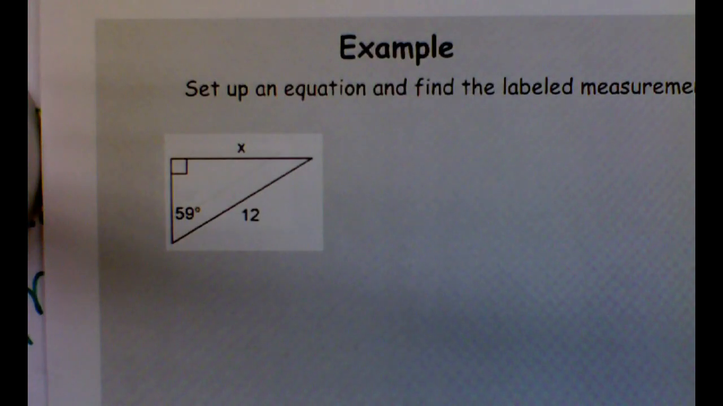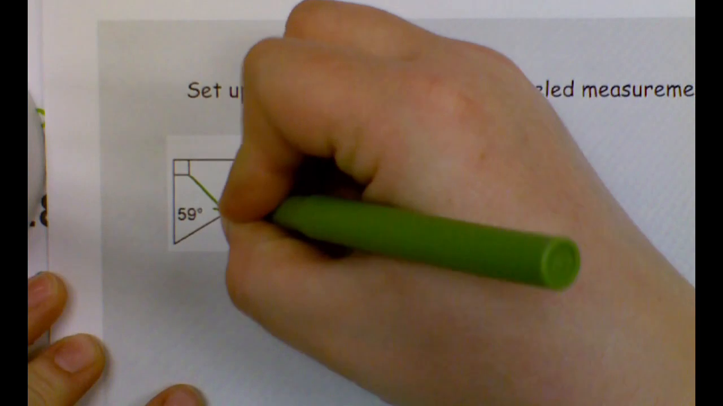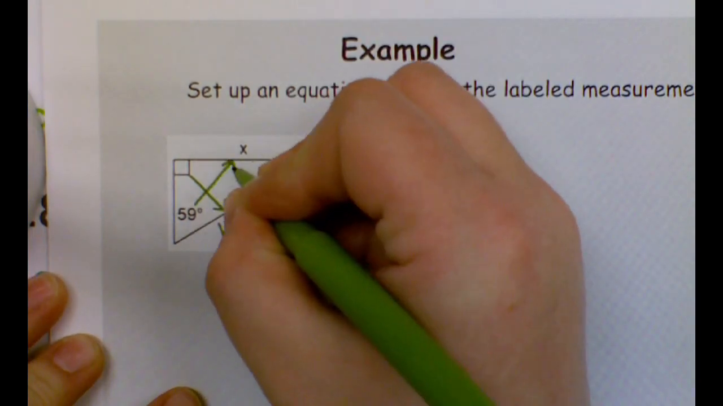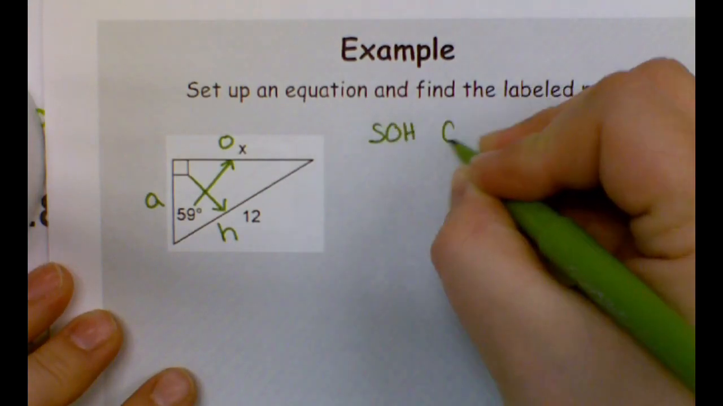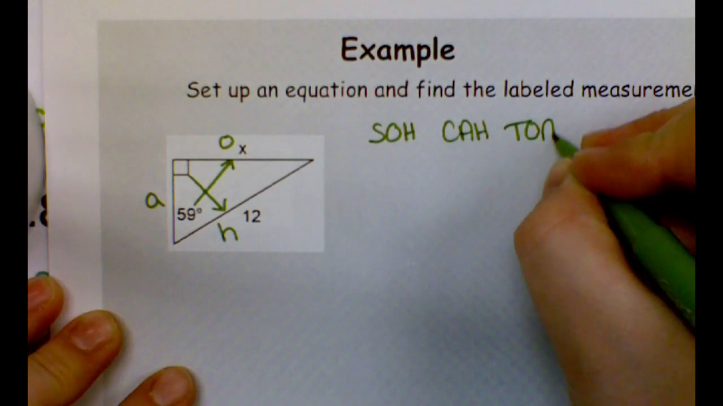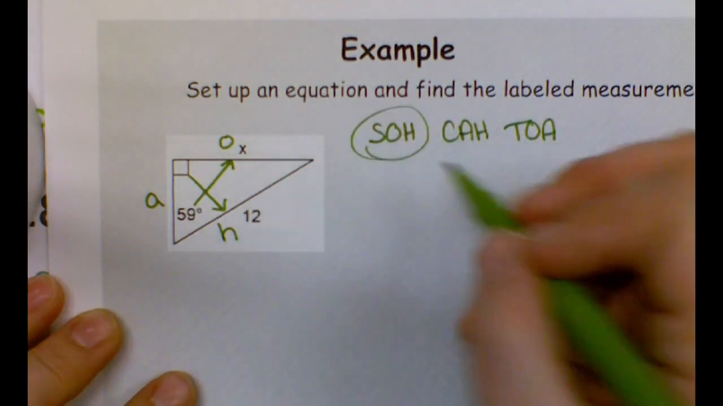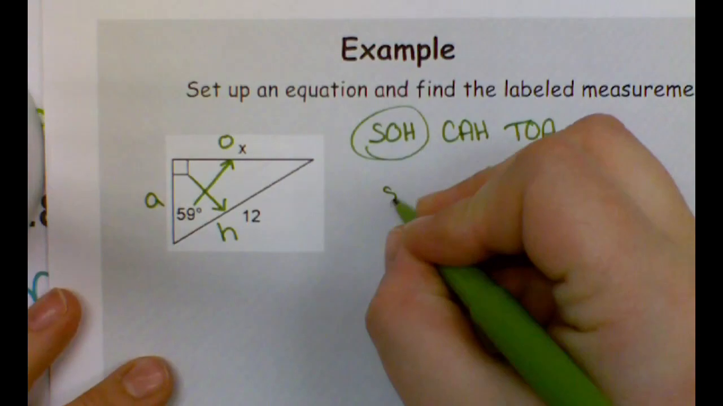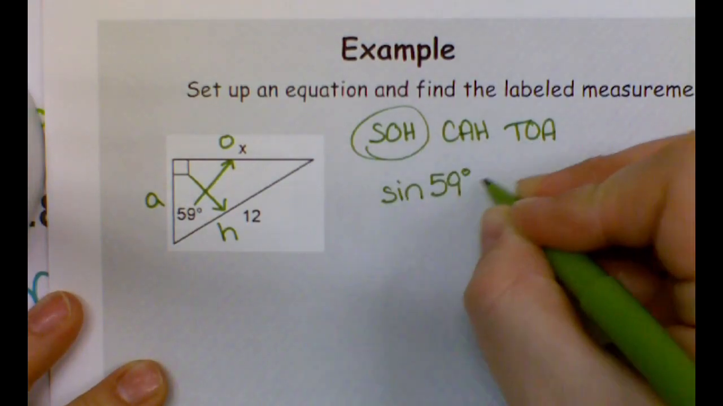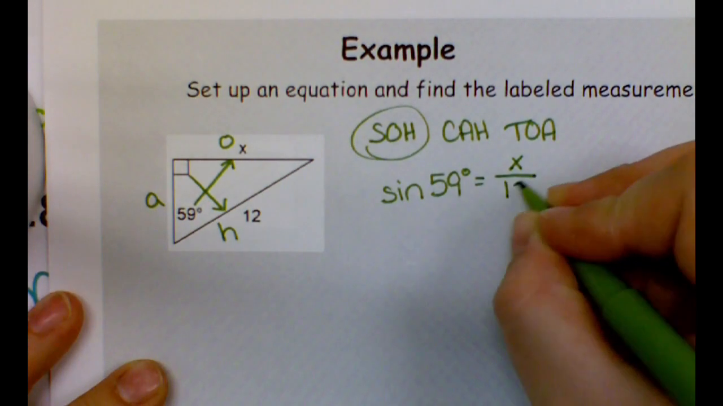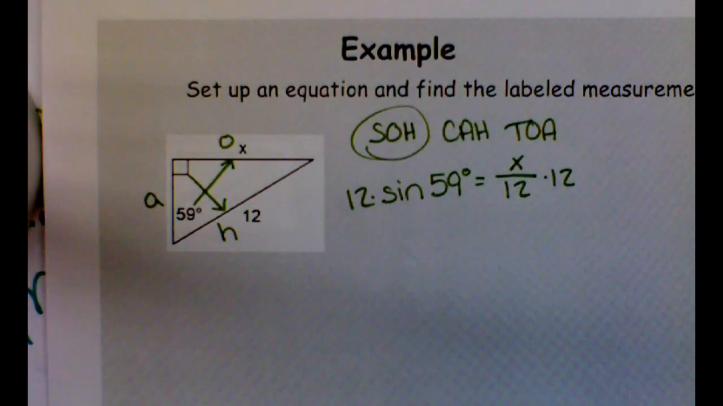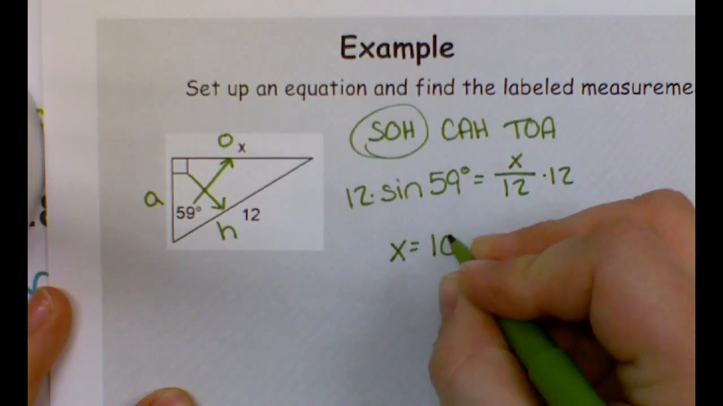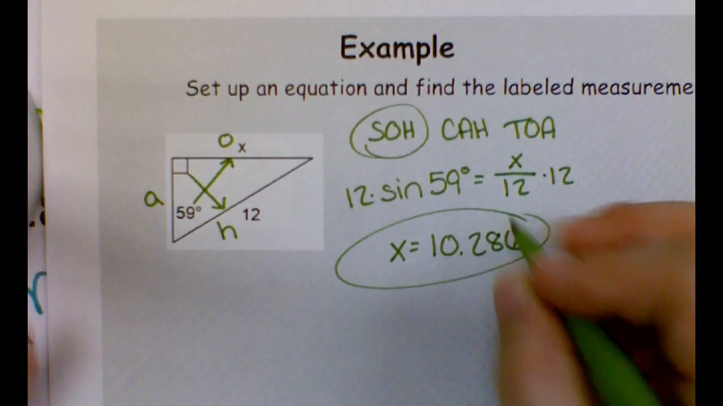To solve this one for x, label my sides. Across from the right angle is my hypotenuse. Across from my labeled angle is my opposite. Third side is my adjacent. Think about SOHCAHTOA. Opposite and hypotenuse have labels, so I'm using sine. The sine of 59 degrees equals x over 12. Straightforward, I just multiply 12 to both sides. 12 times the sine of 59 degrees. The value of x is about 10.286.